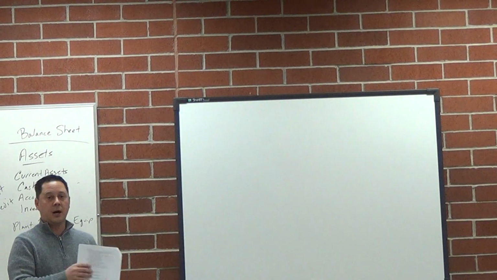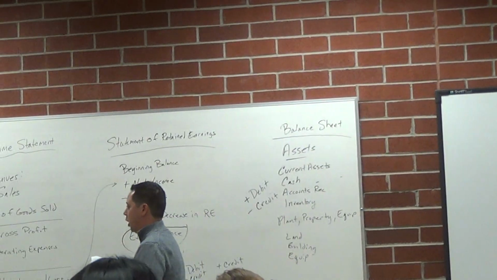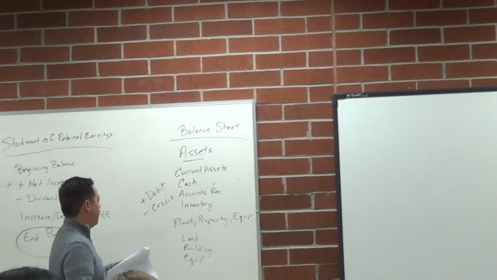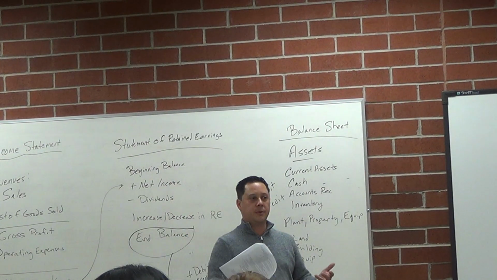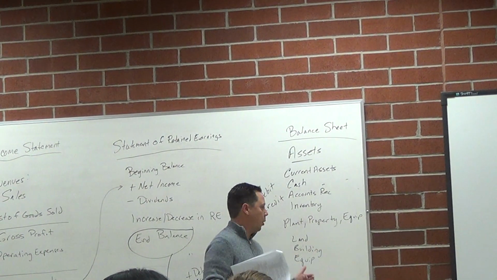Now, one of the things I didn't talk about was the allowances for doubtful accounts, which is a contra asset. The one you really want to remember is that one, and also depreciation. Basically, what they do is take away from those, so they work as the opposite. That's why it's contra asset. They take away from those.